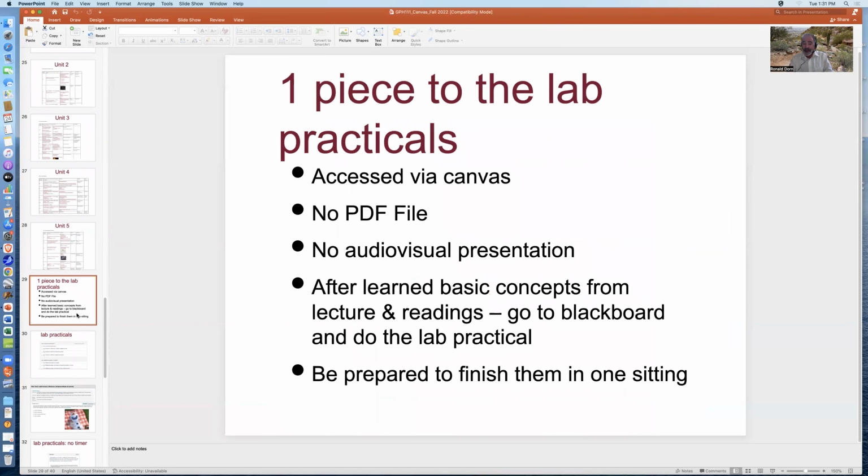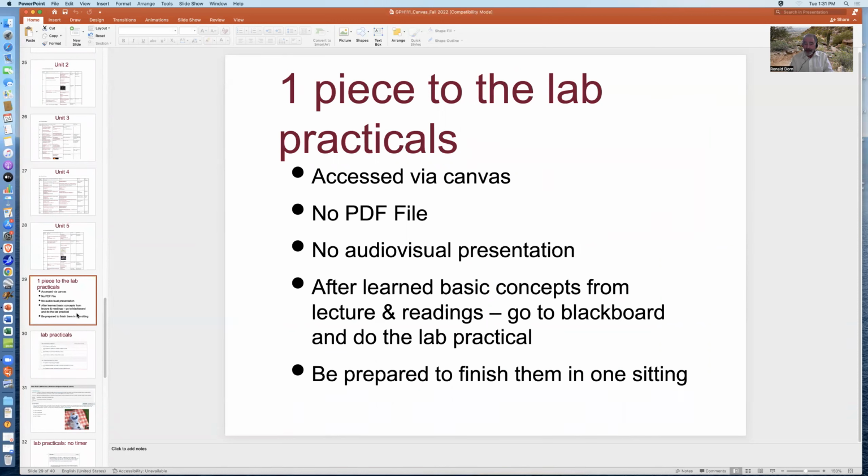Lab practicals. Lab practicals are a single piece. They're a tiny aspect of the broad lecture, and it focuses on you applying knowledge to a particular issue. You can't prepare for them. You access them via Canvas.